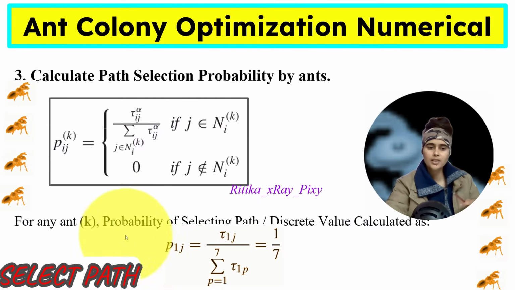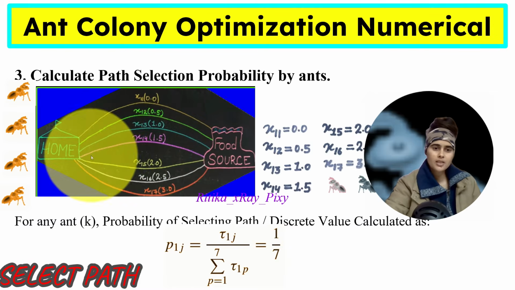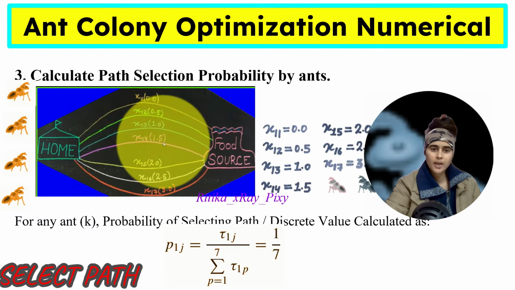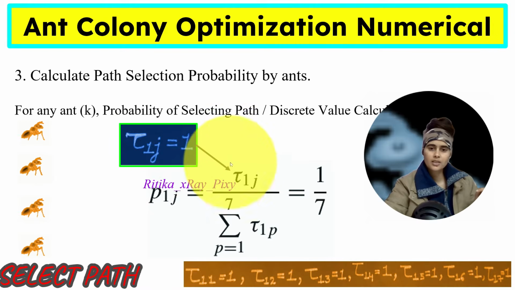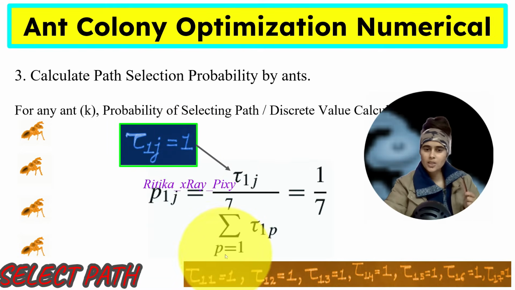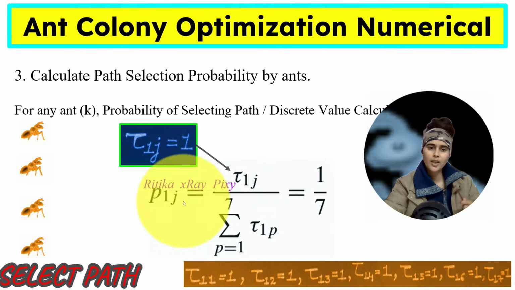So for any ant, the probability of selecting the path, that is the discrete value, we can calculate using this. Here you can see this is the initial pheromone trail, which for simplicity we are taking as 1 for the first iteration. You can see the value for p we have 1 to 7, and the value for pheromone. So you can see 1 1 is 1, 1 2 is also 1, 1 3 is also 1. The summation of all these is 7. Now the probability for selecting the path is 1 by 7.